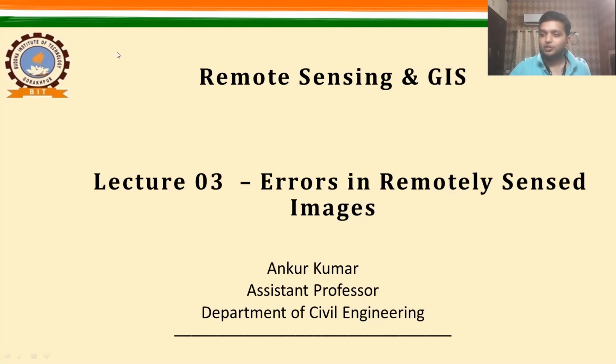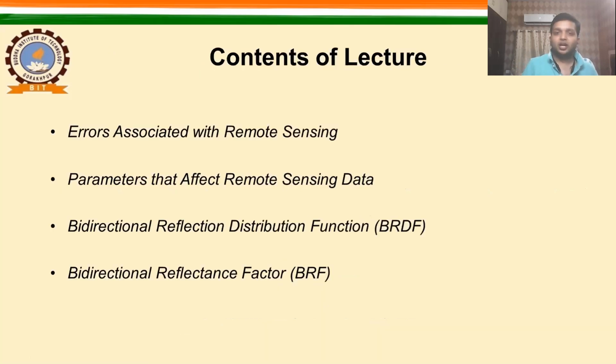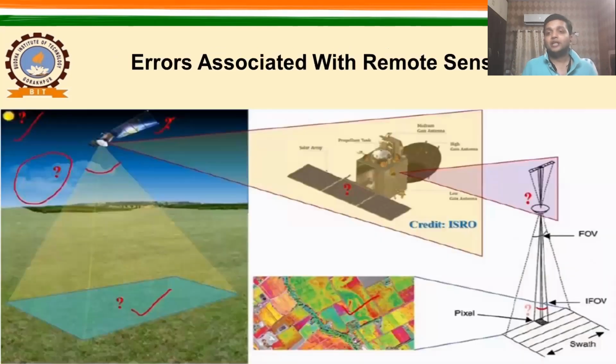This is part two of lecture number 3, that is errors in remotely sensed images. In the previous lecture, part 1 of lecture number 3, we went through the errors associated with remote sensing and the different parameters that affect remote sensing data: the bidirectional reflectance distribution function, that is BRDF, and the bidirectional reflectance factor, that is BRF.